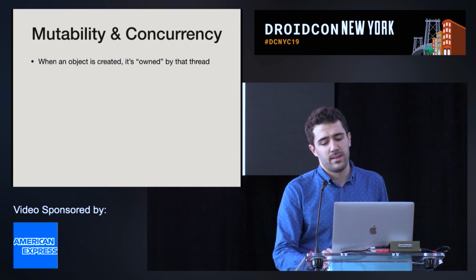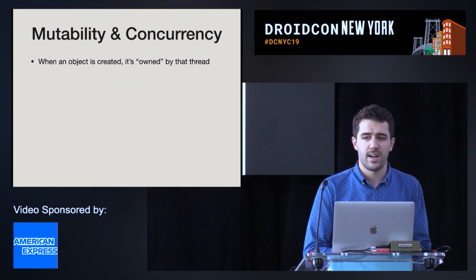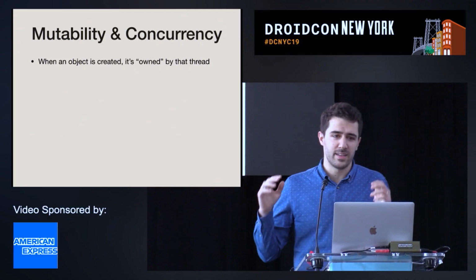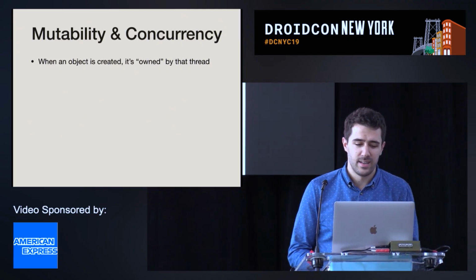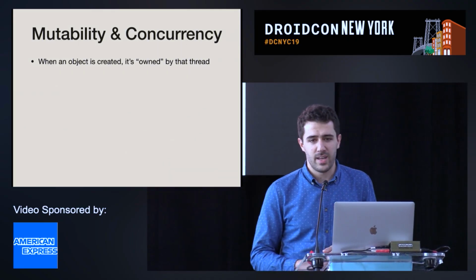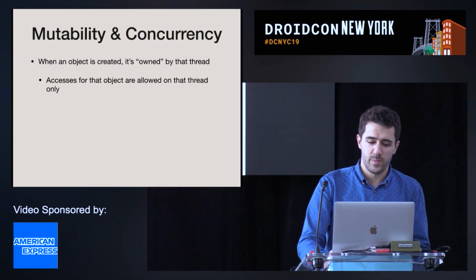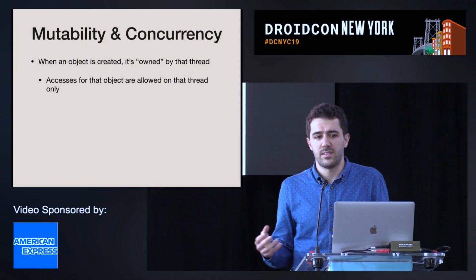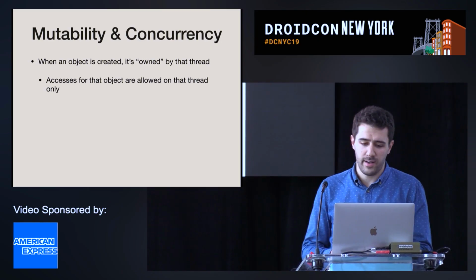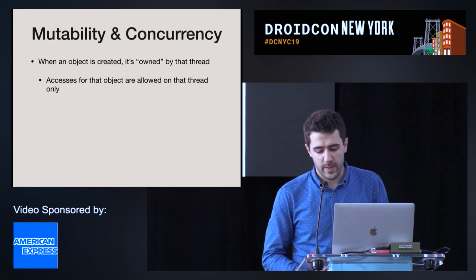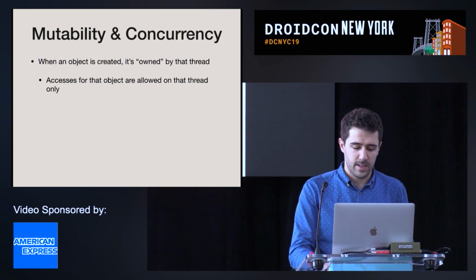All right, so jumping right in to mutability and concurrency in Kotlin Native. The first thing that you need to know, and hopefully at least the one thing that you should remember coming out of this, is that when you create an object in Kotlin Native, that object is considered owned by that thread, which means that accesses to that object from other threads are strictly not allowed. And those rules are enforced by the Kotlin Native runtime.